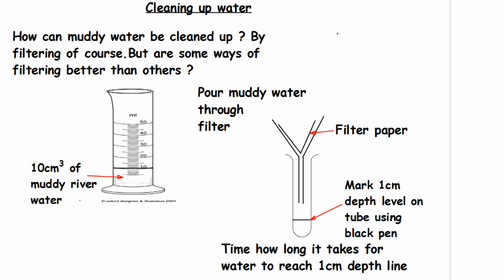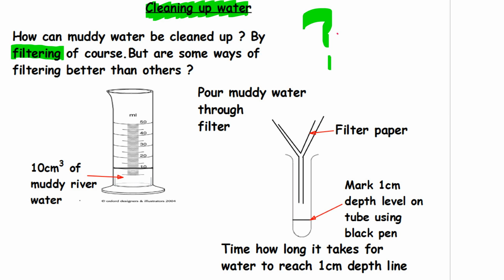So far we've looked at the water cycle and we've looked at one way in which muddy, dirty water can be cleaned up. And that's what we're going to stay with now. It's really important to be able to get clean water. How can muddy water be cleaned up? By filtering, of course, but are some ways of filtering better than others? Well, let's have a look.